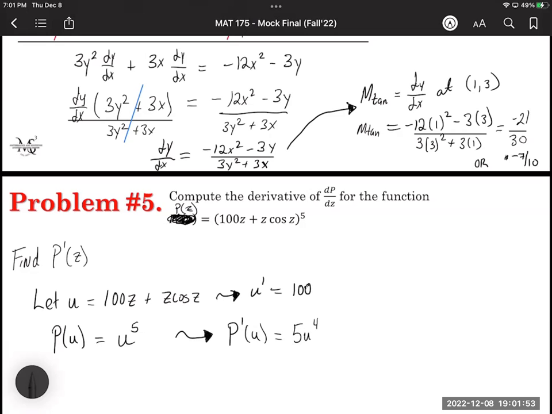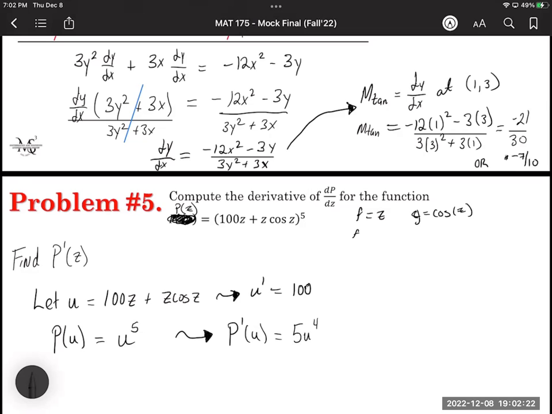It's going to be the product rule. How do I know it's a product rule? Well, what operation separates z from cosine? It's a multiplication, right? So we could do a little bit of scrap again. Let's make f be z and make g be cosine of z.